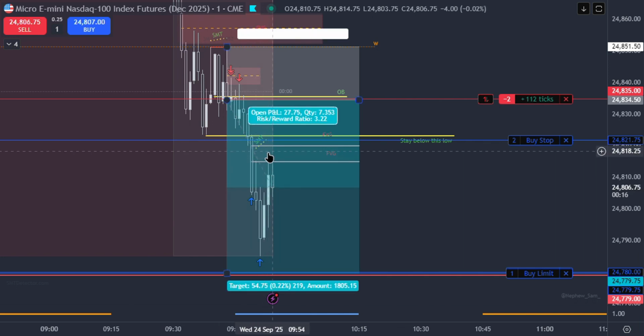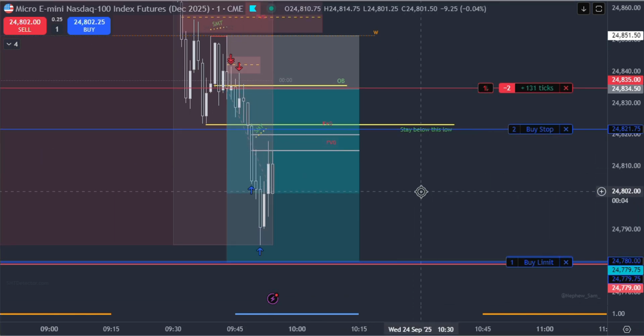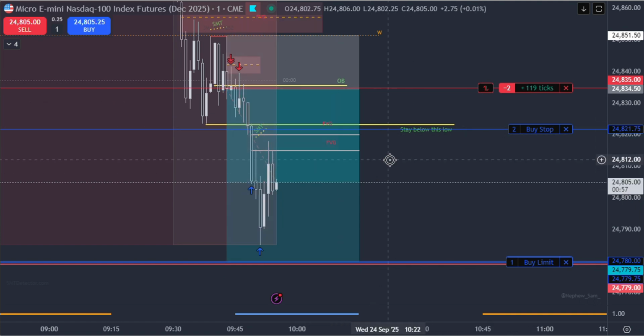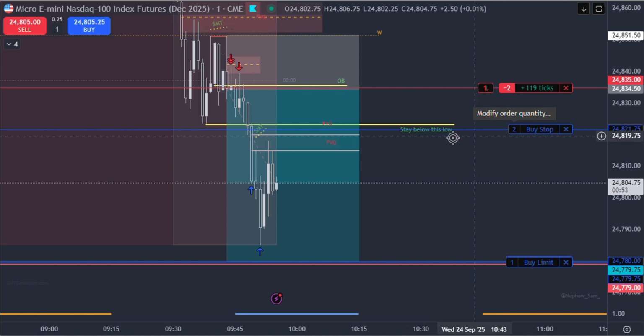So this is a 1 minute SMT. We come rebalance into this fair value gap. ES is not even close to doing that. So we should see some fast movement towards the downside. And if I'm wrong and it stops me out, it's okay. I took partials, and we have our runners in profit as well.